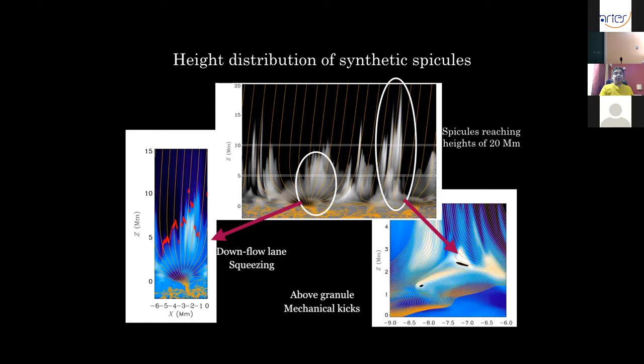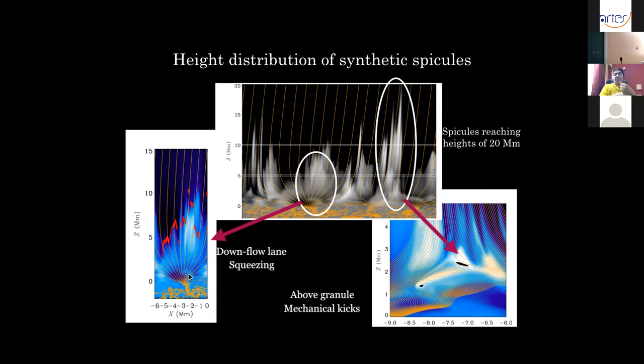So looking ahead, this is a distribution of synthetic spicules. Again, in a snapshot, you see that there are long to short, so these different heights here. If I consider the spicules in the shorter height spectrum and the ones in the longer height spectrum, I find that the shorter ones are usually above these downflow lanes, the convective downflow lanes, where these flux tubes form these bunches and the plasma is being squeezed out.